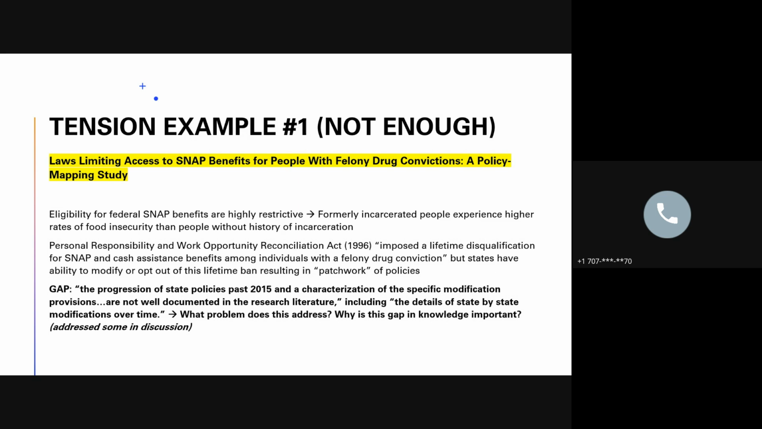So the gap, then, they say: the progression of state policies past 2015 and a characterization of the specific modification provisions are not well documented in the research literature, including the details of state-by-state modifications over time. So they've presented me with a very clear problem about the SNAP benefit bans on formerly incarcerated people. But what they're proposing to look at and study doesn't directly relate in my mind. They haven't done a great job of connecting why looking at these policies and how they've changed over time is going to help us address the issue of food insecurity among formerly incarcerated people.